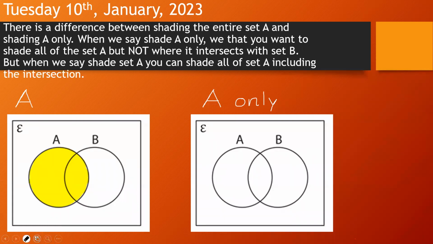All right, now the next thing we have is A only. A only is still all of A, but not with the intersection. So it's going to be this. Write this down and shade in these parts, please.